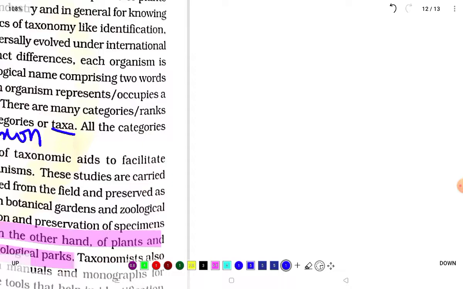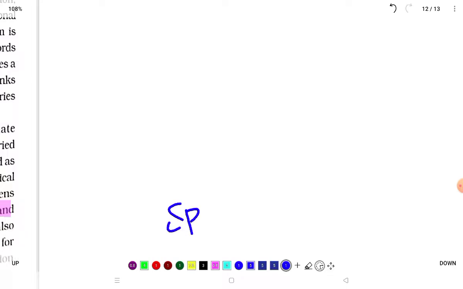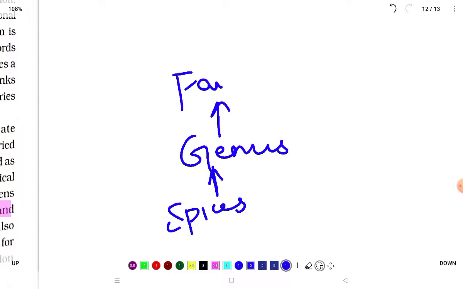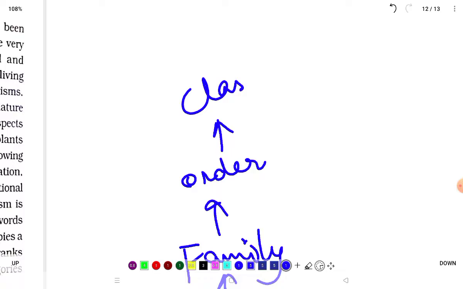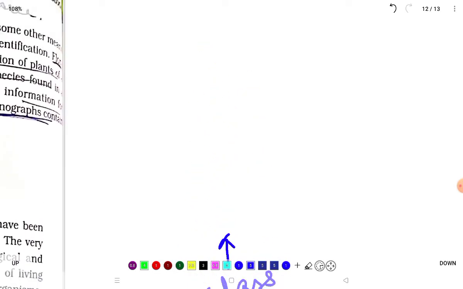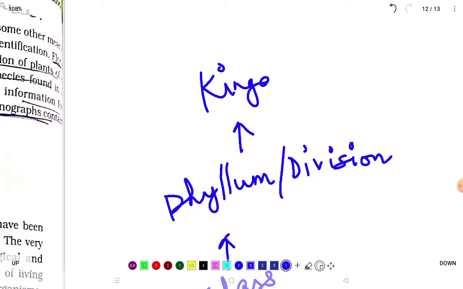In the last class I would have said the taxonomic hierarchy. That is, first species, genus, family, order, class, phylum for animals, or division for plants. And the final one is kingdom.